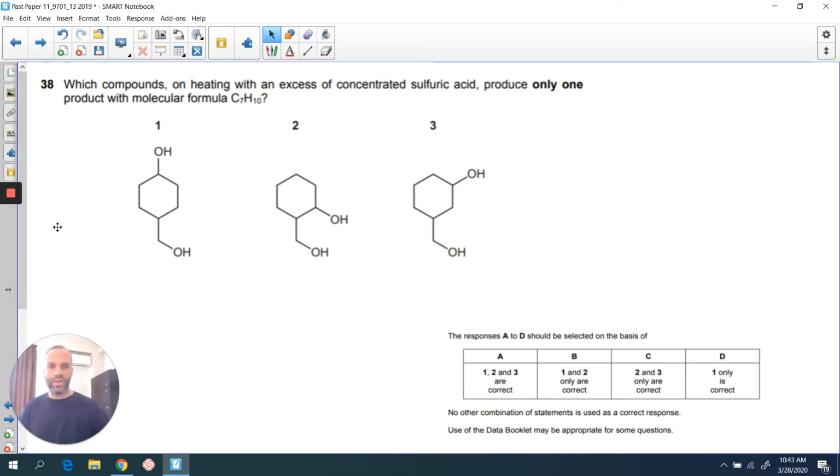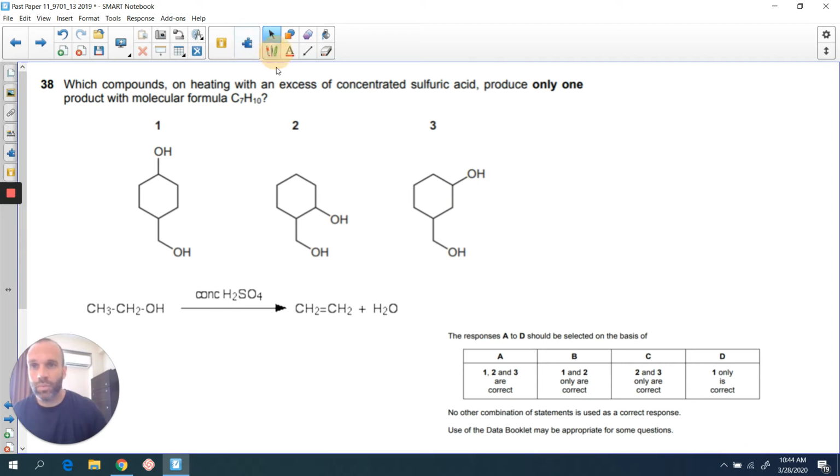Okay, question 38. Again, this is organic chemistry. So this is looking at what happens when you add an excess of concentrated sulfuric acid to these alcohols, basically. The fact that they're cyclic compounds doesn't really make a huge difference here. You just need to know what happens when you dehydrate alcohols. And when you dehydrate alcohols with hot concentrated sulfuric acid, you make a double bond. So let's have a look at what happens.